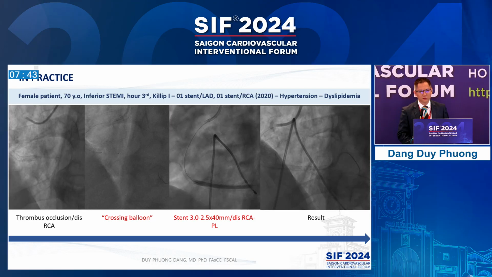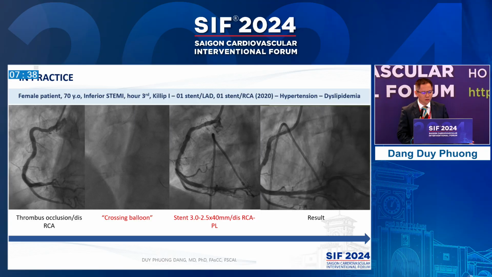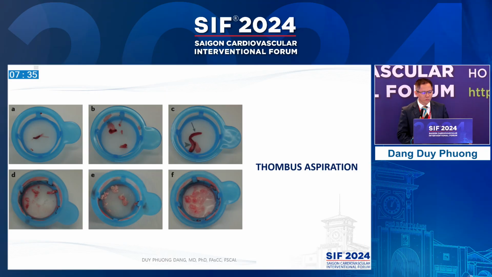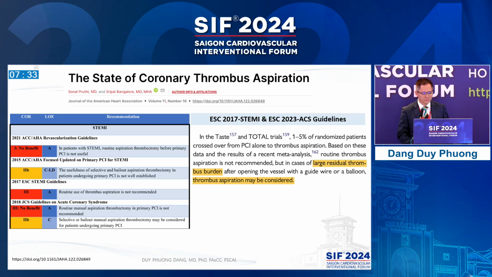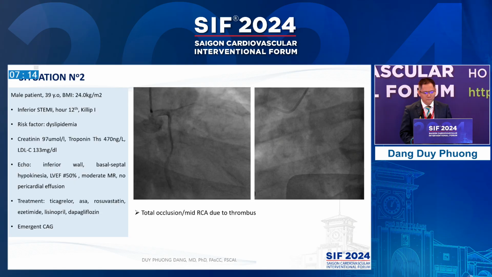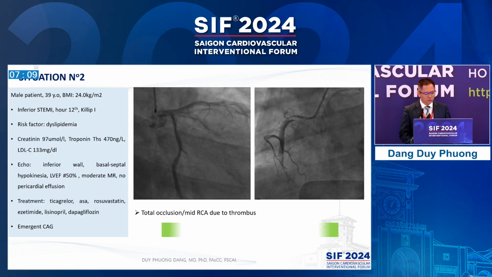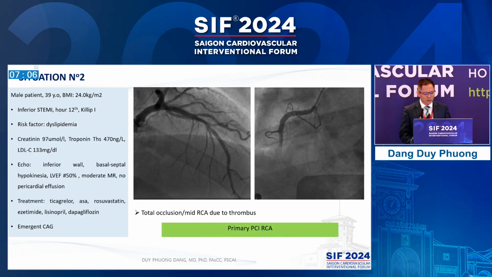But if after the crossing balloon the large thrombus is too much, or we can't see the landing zone, we use thrombus aspiration. Thrombus aspiration can be used for residual thrombus burden after opening the vessel. If the thrombus burden is large, aspiration may be considered. In this case, the total occlusion in the middle RCA with a large thrombus burden.